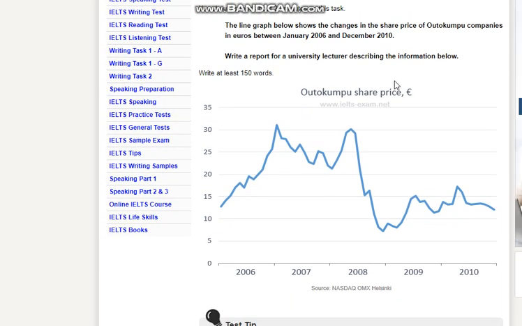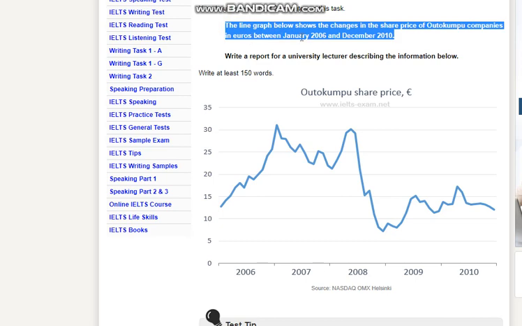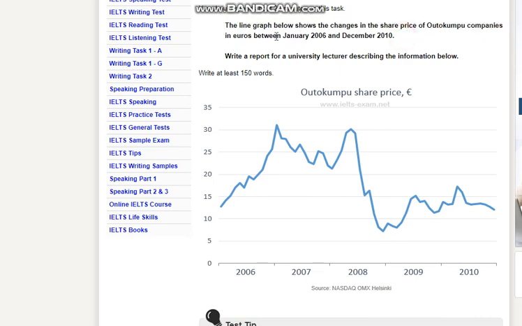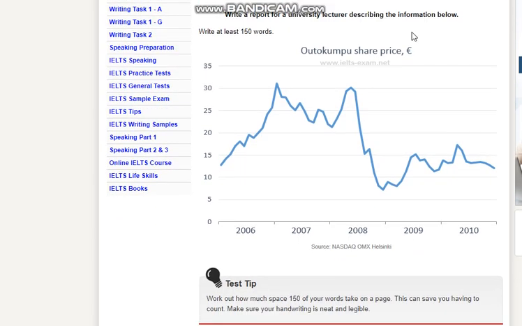So in this task we have a topic that I cannot even pronounce. It is a Finnish word, I guess, because the source is Helsinki something. Okay, let's start. The line graph below shows the change in the share price of Outokumpu company in euros between January 2006 and December 2010. So the part that is generally paraphrased is that part. And okay, let's see how it is paraphrased.